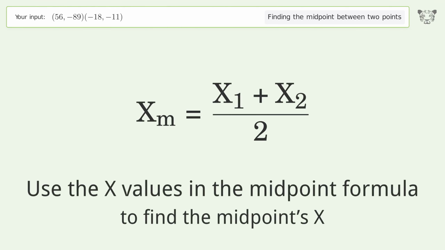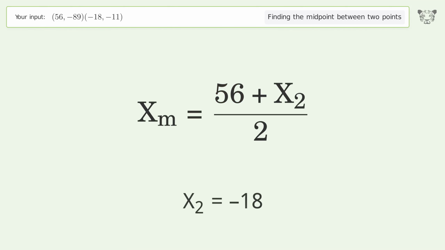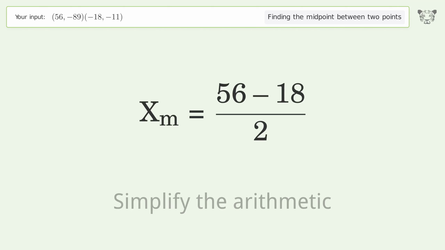Use the x values in the midpoint formula to find the midpoint's x. x1 equals 56. x2 equals -18. Simplify the arithmetic.